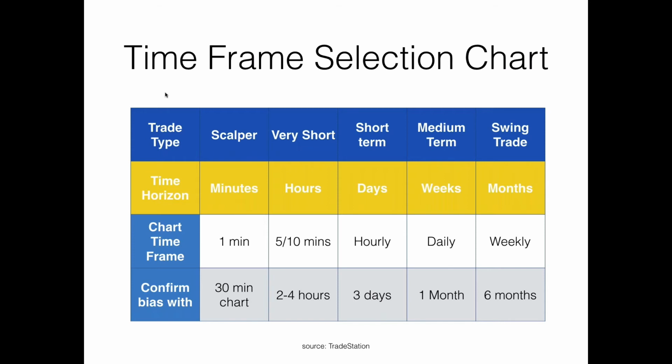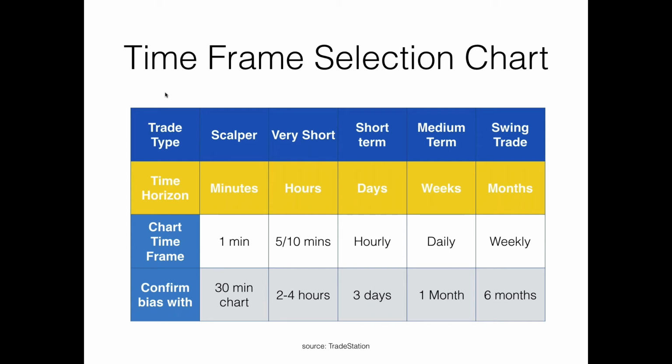This chart is a time frame selection chart. It shows you the types of trade and the time horizon for each type of trade. It also shows you the appropriate chart time frame to use for each trade horizon. Each chart time frame must be confirmed with charts with higher time frames to confirm the bias. So here are examples. If you are a scalper, your trade type is scalping, your time horizon is minutes.